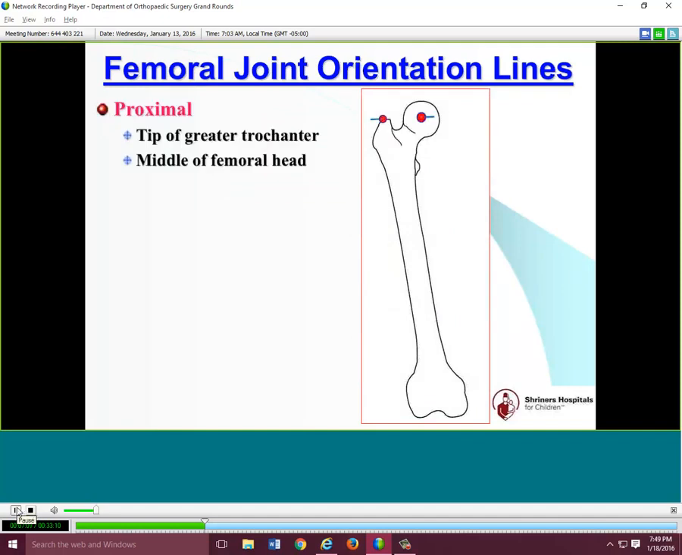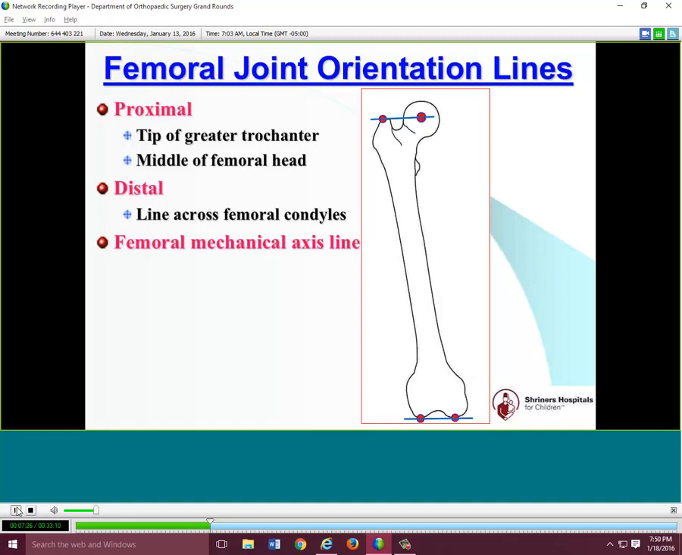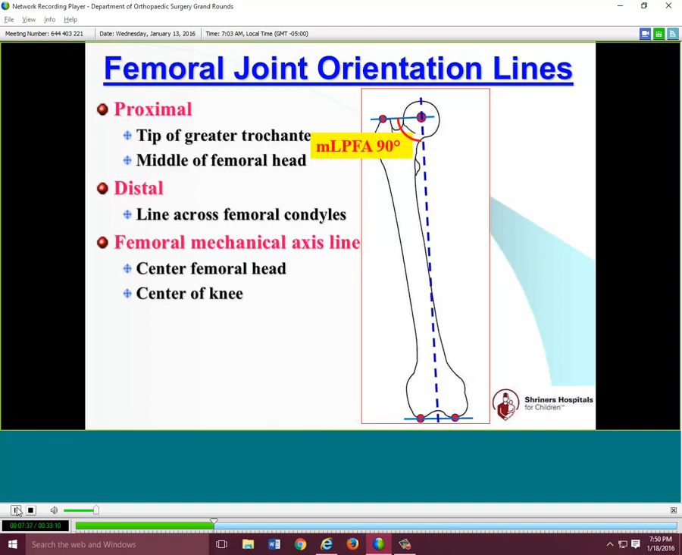So let's talk a little bit more about now how to understand what a normal joint looks like. So if we take the femur, the proximal joint orientation line is done by taking the tip of the greater trochanter and the middle of the femoral head and putting a line through those. Distally, we just take the two femoral condyles and draw a line through those. And then we, again, for my purposes, I'll put the mechanical axis line through that. And that goes from the center of the femoral head to the center of the knee. It looks like that. And then I'm going to measure my two angles there.